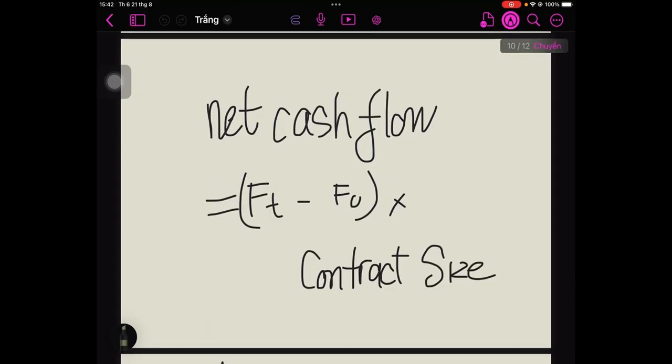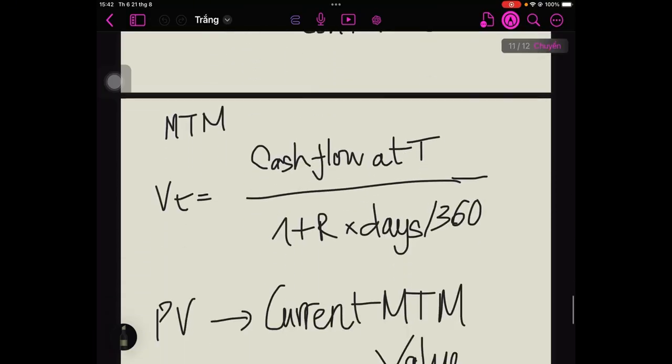Step three: the net cash flow equals the difference between the current forward rate and the original forward rate multiplied by the contract size. The sign depends on whether the original position benefits from the change in forward rates. If the position becomes more valuable, the result represents a gain. If it becomes less valuable, it represents a loss.